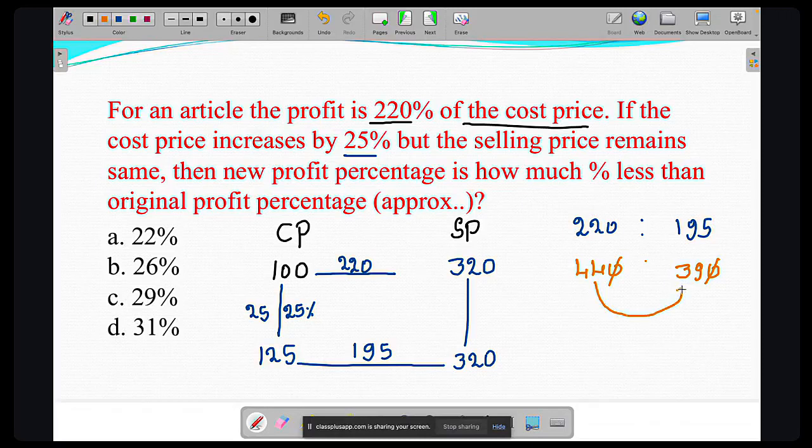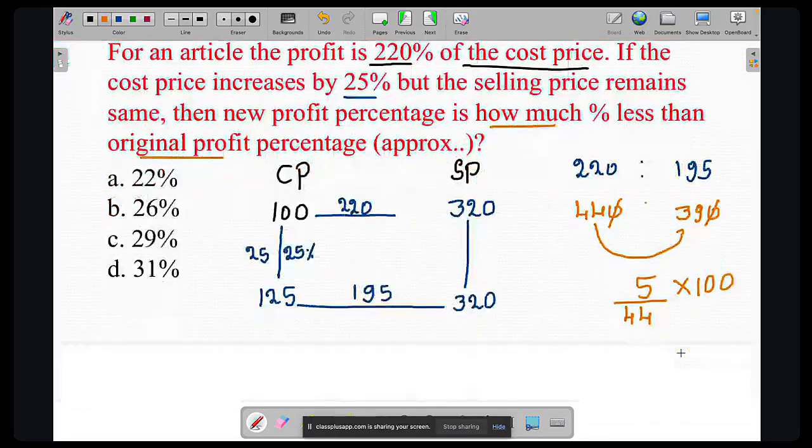So the question is, new profit percentage is how much percentage less than original profit? Less than. It is less. How much less? 5 less compared to original profit. 44 into 100. I hope it is clear. Yes, sir. Just check it once again. Is there anything wrong? Because I'm not getting these options. Check once again. 125. Okay, correct.